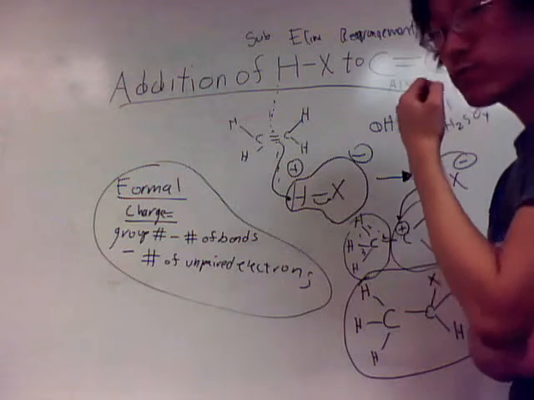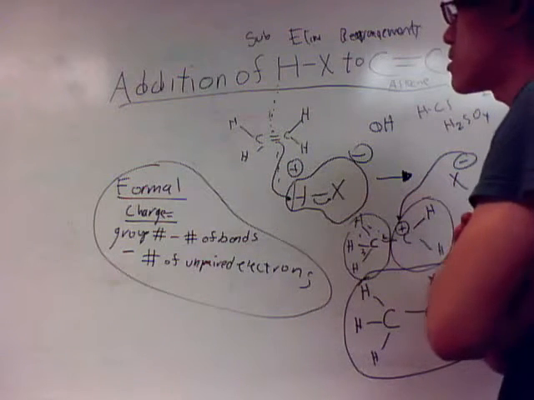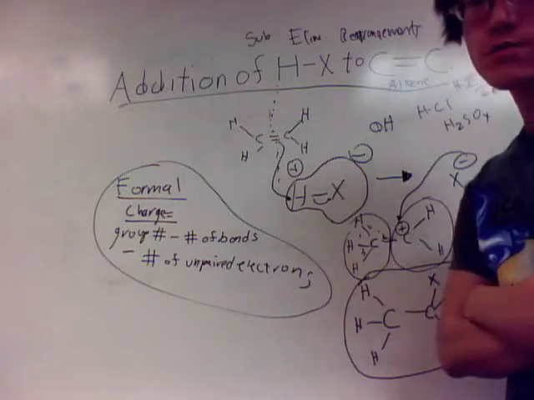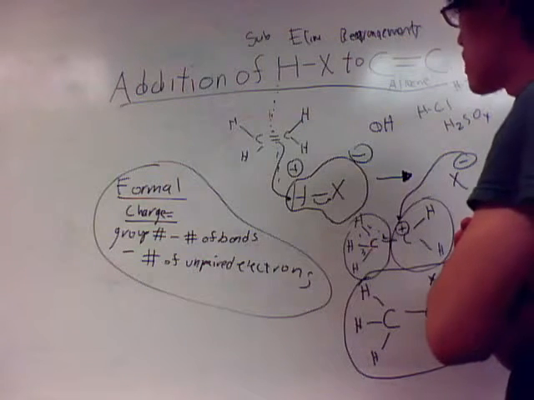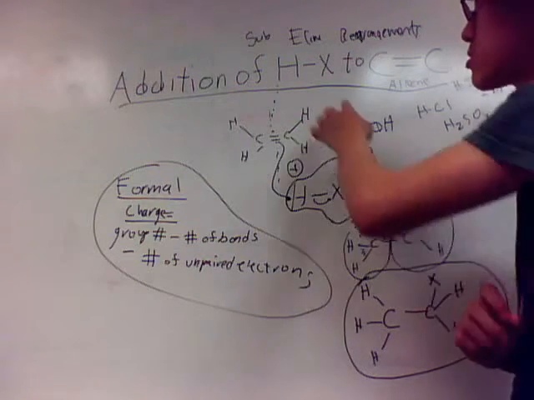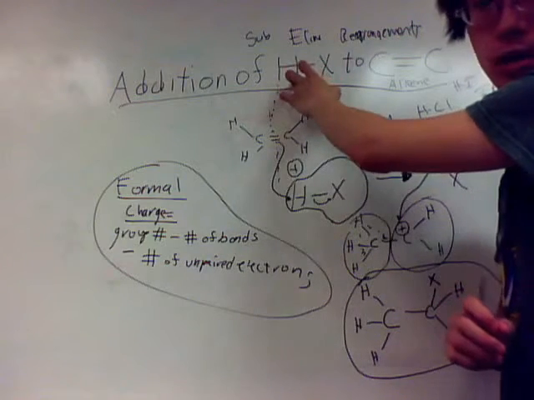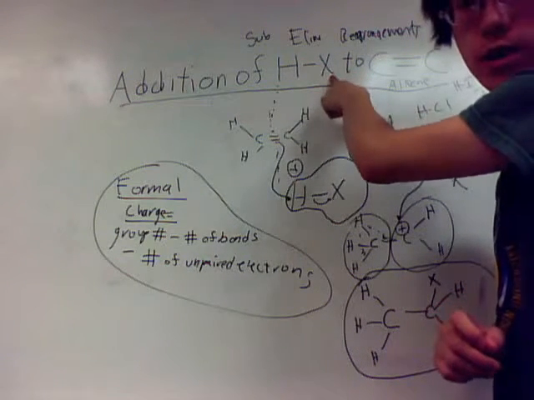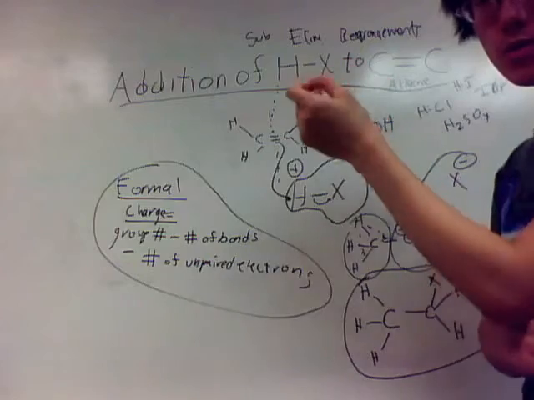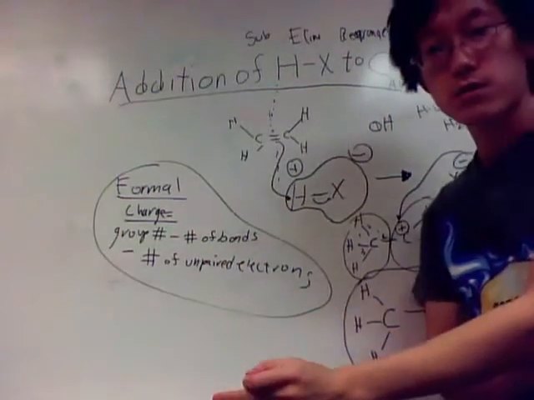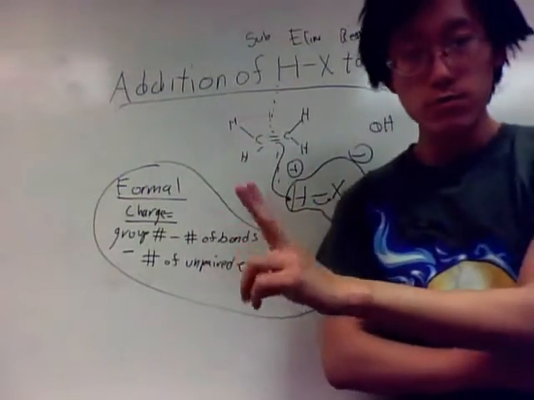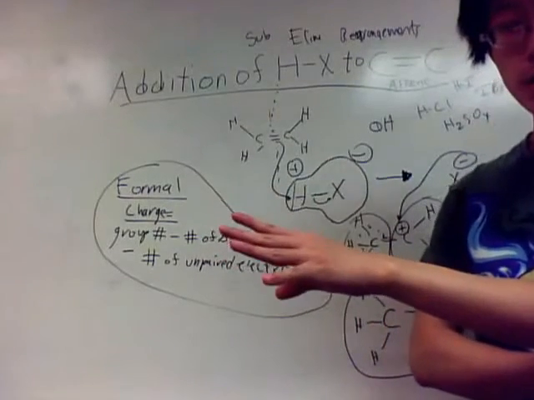So I'll explain a very simple reaction. This is the addition of HX, which stands for hydrogen halide, to an alkene, which is a double bond. HX, H is hydrogen, X stands for a halide. And if you don't know what a halide is, it's just group 7 of the periodic table. That's fluorine, bromine, chlorine, and iodine.